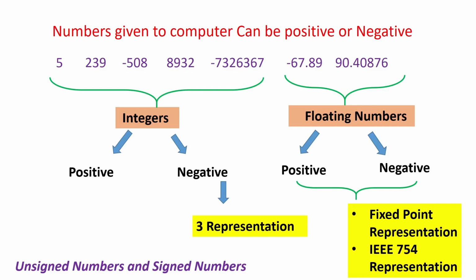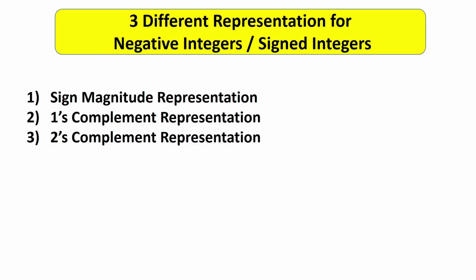For the signed integer numbers, that is positive and negative integers, we have three different representations. What are these three different ways to express a given signed integer or negative number? The first one is signed magnitude representation, second is ones complement, and third is two's complement representation.